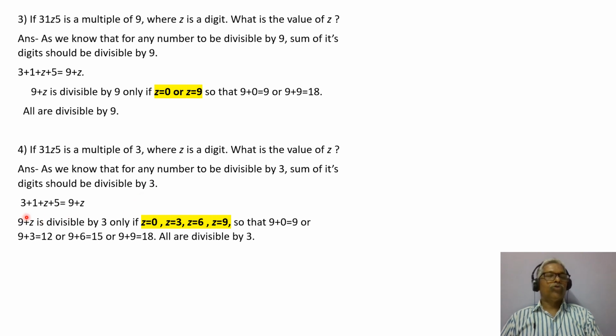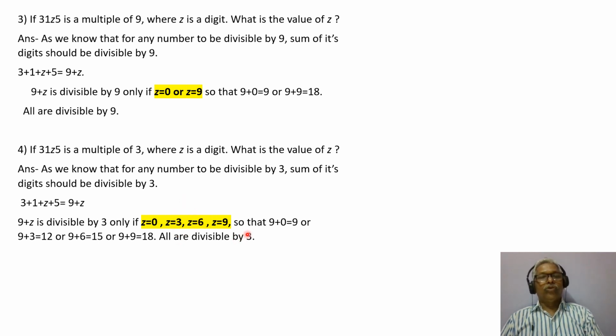So 3 plus 1 plus Z plus 5 is equal to 9 plus Z. So 9 plus Z is divisible by 3 only if Z equals 0, Z equals 3, Z equals 6, or Z equals 9. Here it was only 2 because these were not applicable for this.